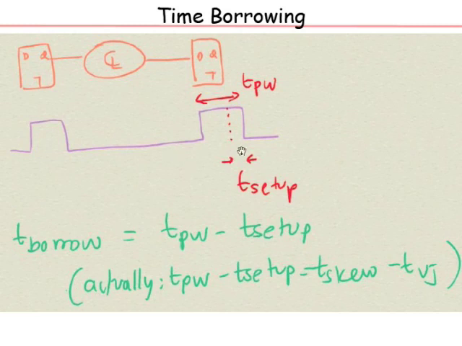So, let us say, take this example where TPW is bigger than T setup. And I want to be a good citizen. The data launches at the rising edge, and is supposed to get captured at the next rising edge. I am allowed 1 period. I'm a good citizen. I just take exactly 1 period of time. So that is what each pipe stage does.